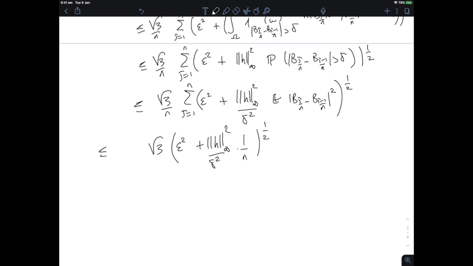Now send n to infinity. As n goes to infinity, this goes to square root of 3 times epsilon. But of course, that is true for every epsilon. So as I send epsilon to 0, I get that the limit of the expectation of S_n, or the limsup of that to make sure it exists, is equal to 0.